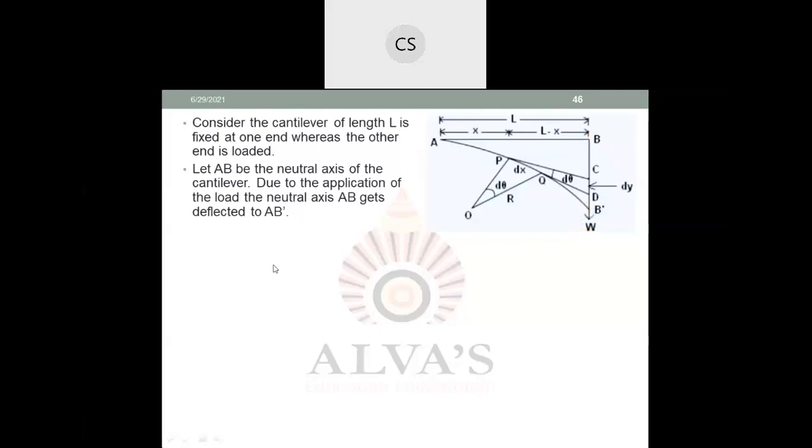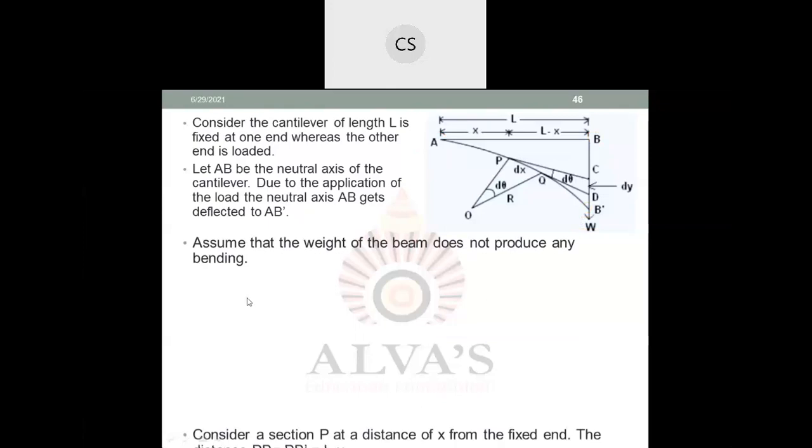So now another assumption we have to make is that the cantilever is not going to bend because of the weight or mass of the beam itself.